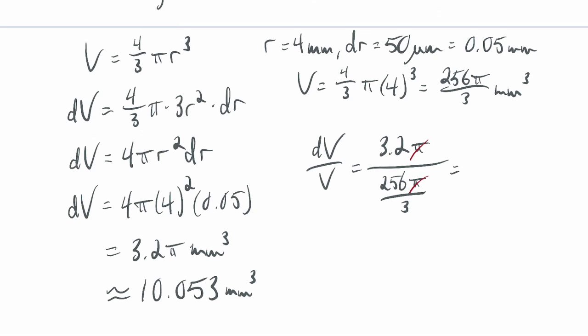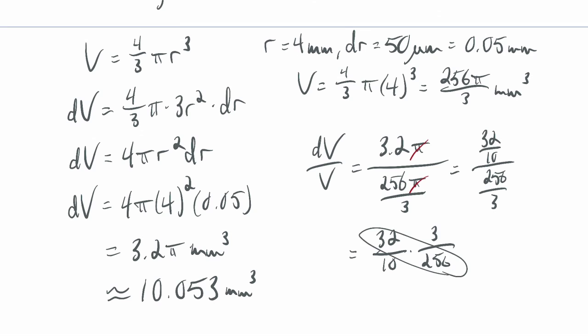So 32 over 10, which of course reduces, but we won't do that yet, over 256 over 3. So when you divide by a fraction, you multiply by the reciprocal. This will be 32 over 10 times 3 over 256. I'm pretty sure these two reduce by a proportion of 1 to 8. Yeah, 1 to 8. So this goes away, becomes a 1. This goes away, becomes an 8. So we get 3 parts out of 80.